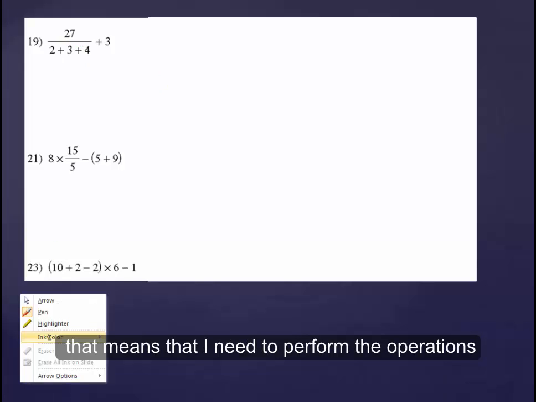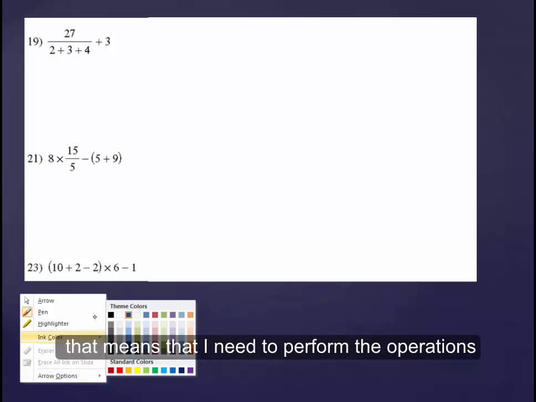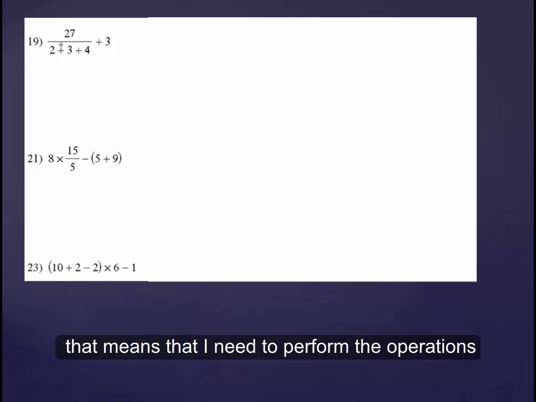Here's a couple of other problems where we've added the fraction bar. Fraction bars are a grouping symbol. That means that I need to perform the operations on either side of the fraction bar first.